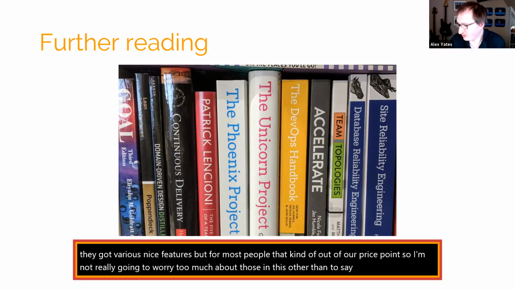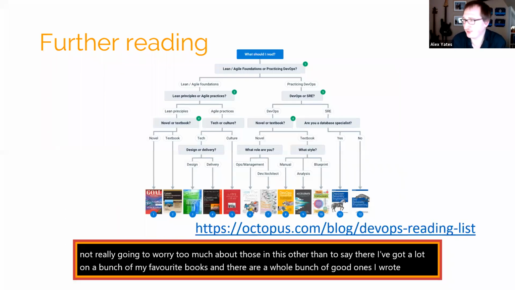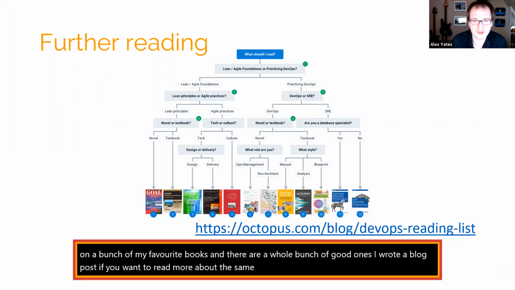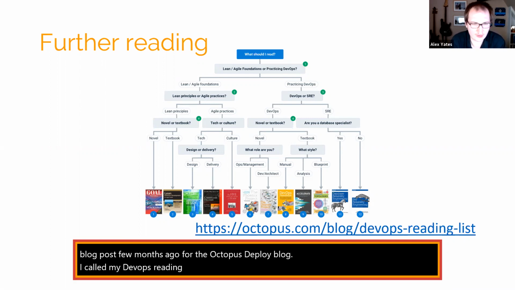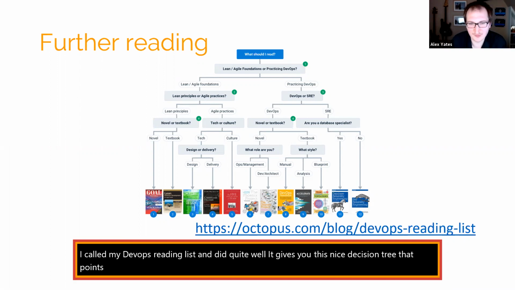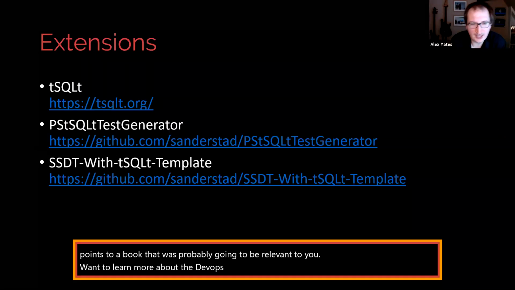I've drawn a lot on a bunch of my favorite books, and there are a whole bunch of good ones. I wrote a blog post if you want to read more about the same source material that I've used for this. I wrote a blog post a few months ago for the Octopus Deploy blog, called My DevOps Reading List, and it did quite well. It gives you this nice decision tree that points you at a book that is probably going to be relevant to you if you want to learn more about the DevOps space. So I encourage you to go read that.